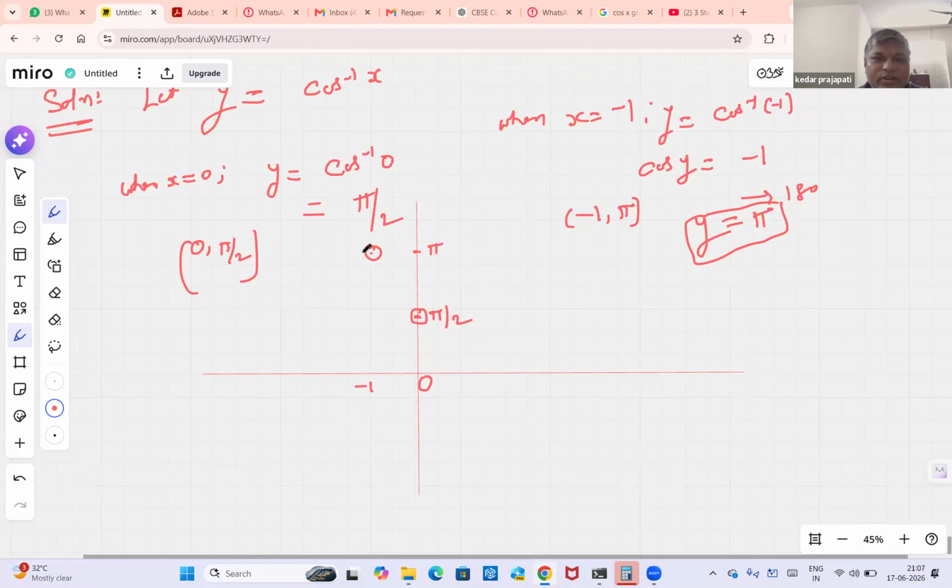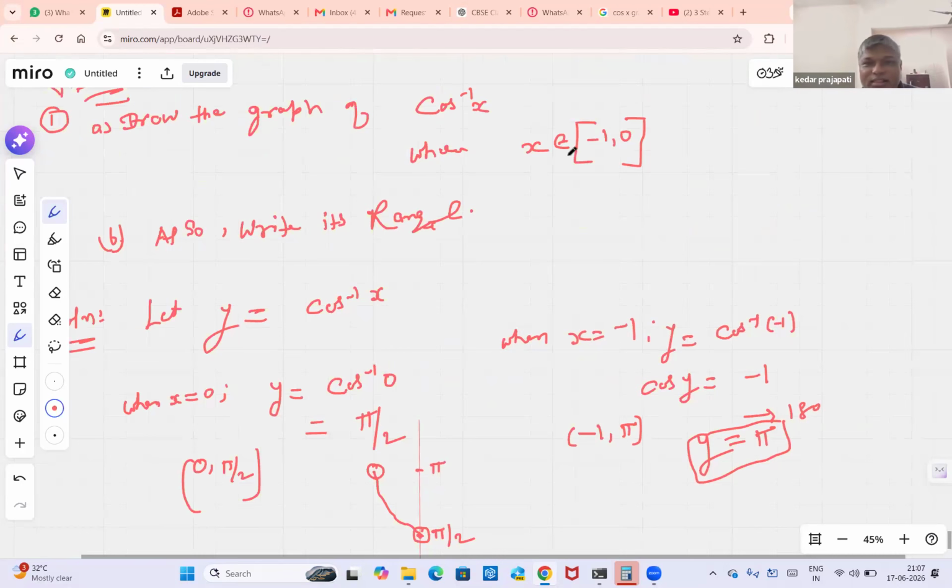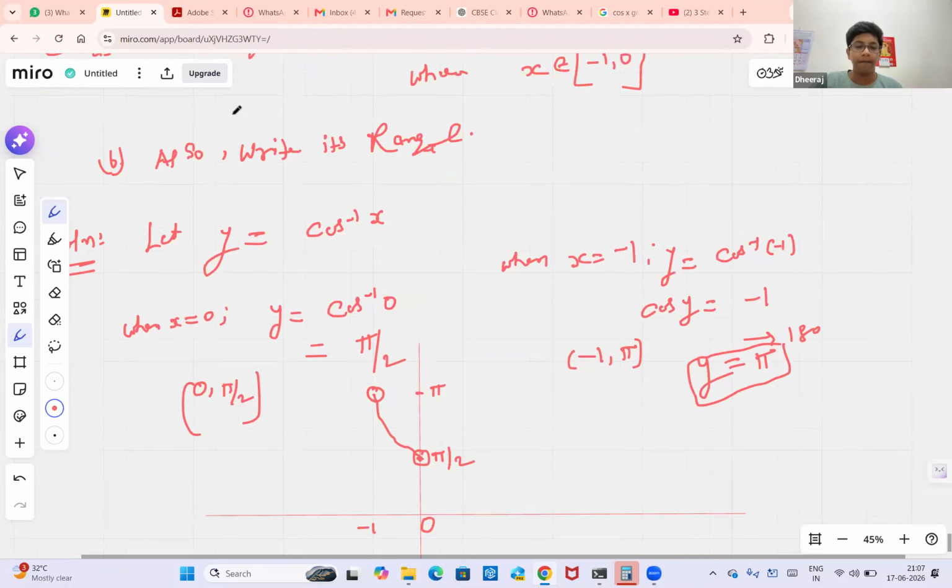Now you only need to draw the graph. How will you draw the graph? Just draw it like this. So one part is done. It is not asking to draw this portion. The cos graph will be going like this, but it is asking only between minus 1 and 0. Because they have given the domain here.